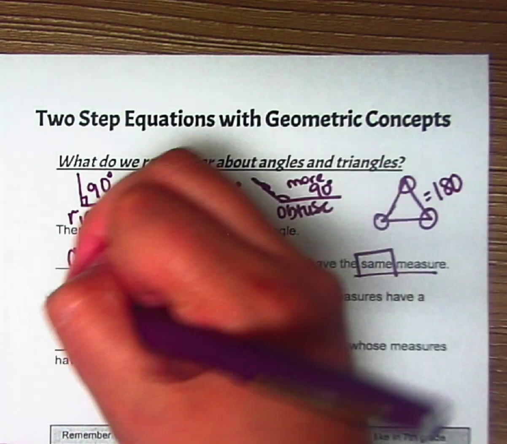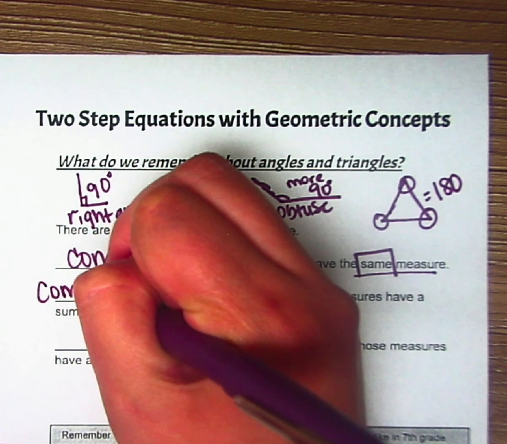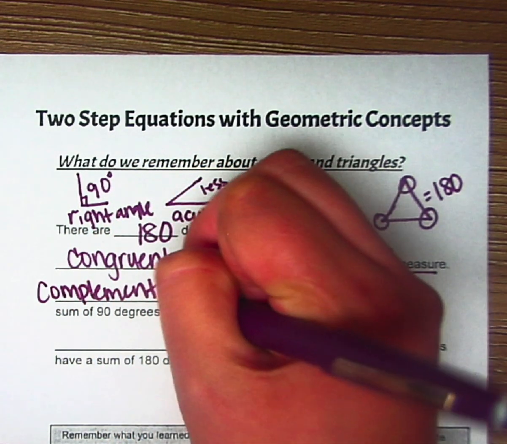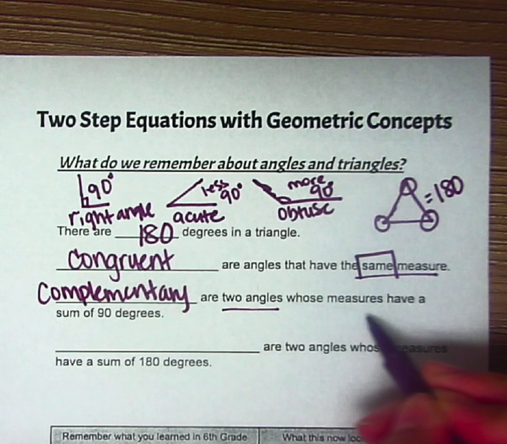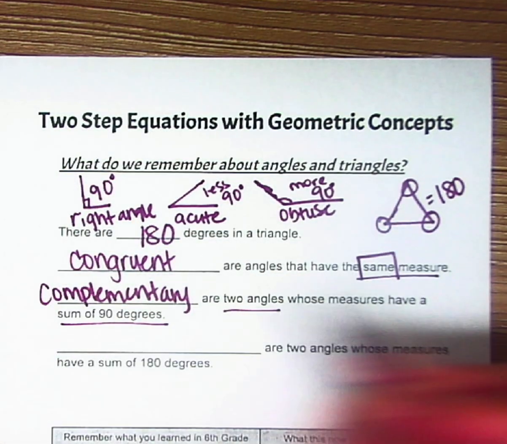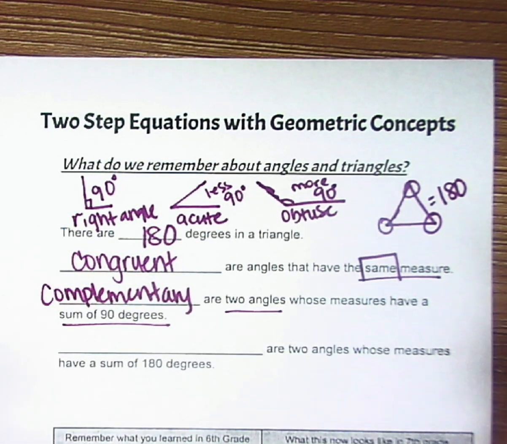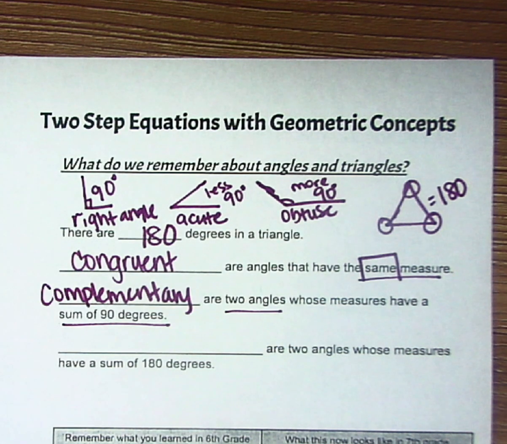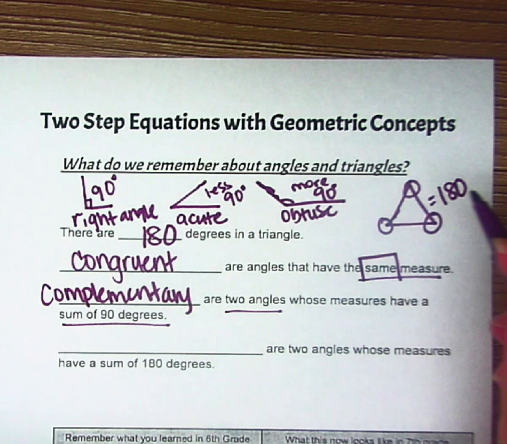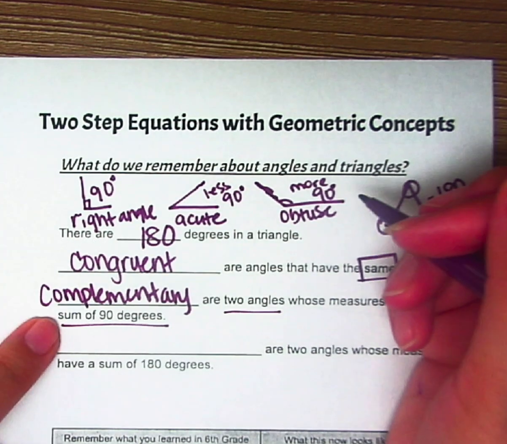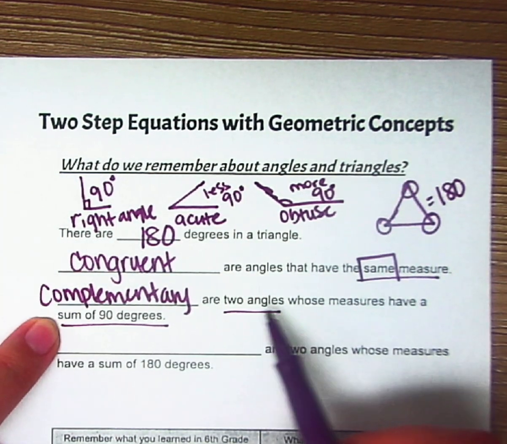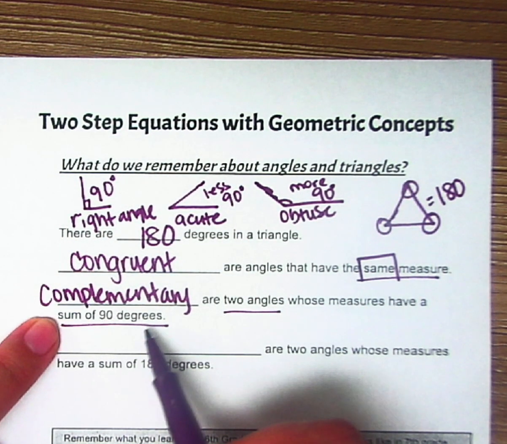The next one is complementary. Complementary angles are two angles whose measures have a sum of 90 degrees. So when we hear the word sum, that's our keyword, right? We know what operation's happening. We know we're going to add. So that means the two angles, when you add them up, they're going to be 90 degrees.